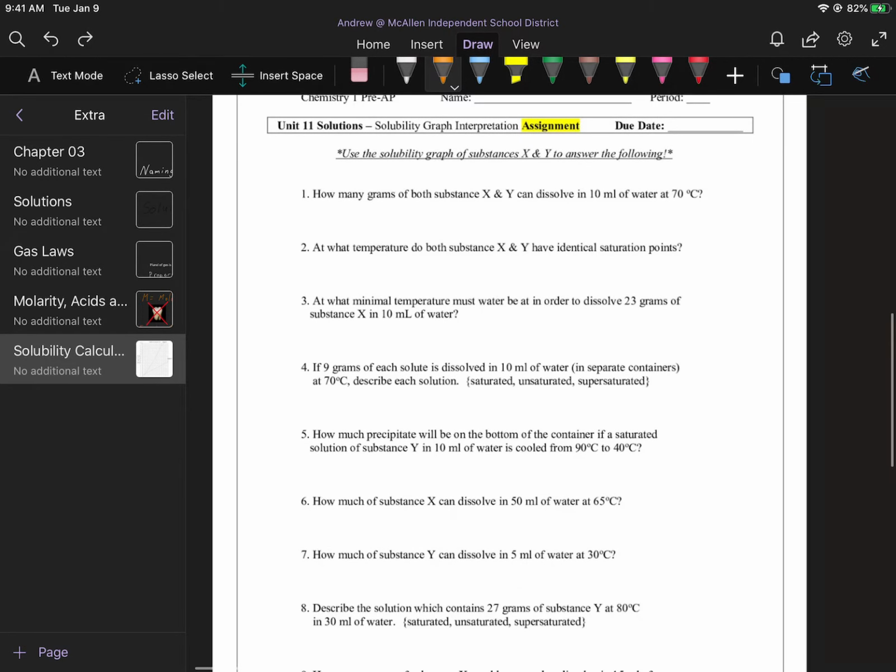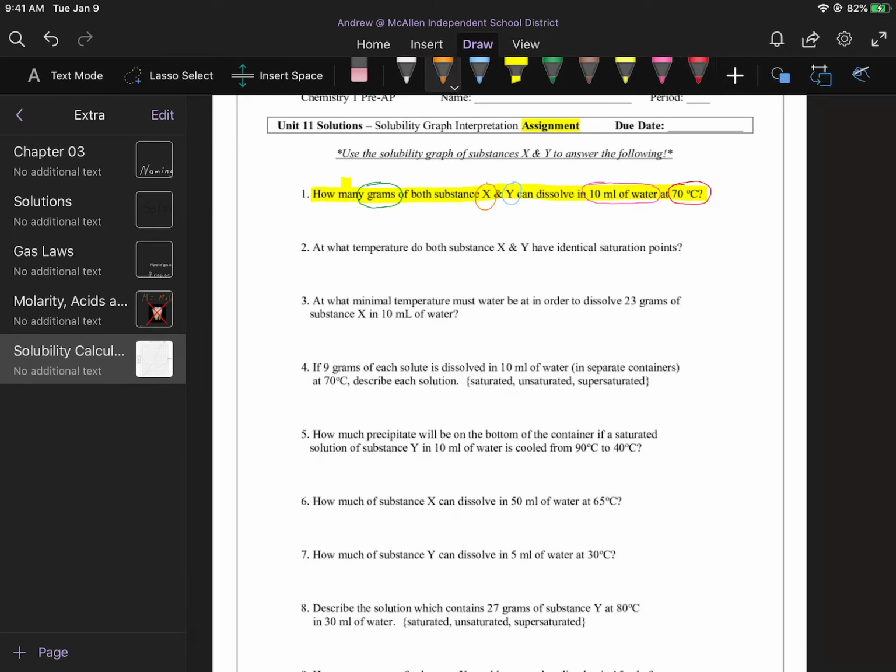To the questions. So, number one, how many grams of both substances X and Y can dissolve in 10 milliliters of water at 70 degrees Celsius? So a couple things to look at here. First off, we need two numbers. We need substance X and substance Y. Our answer needs to be in grams. The amount of water we're using is 10 milliliters. And then the temperature is 70 degrees.